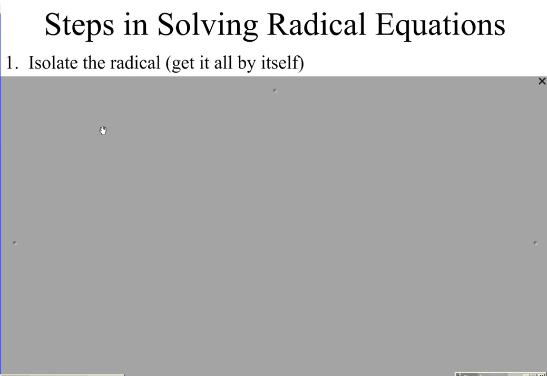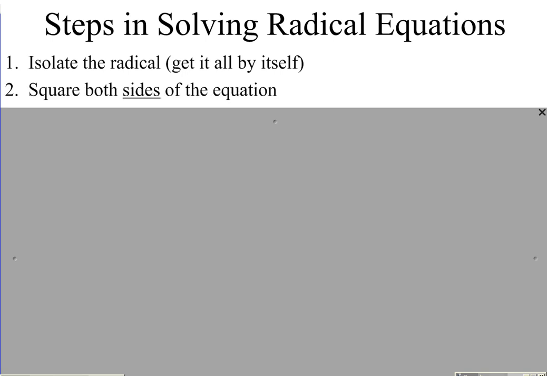Steps in solving a radical equation. We want to isolate the radical, meaning we want to get it all by itself. Just like when we solve a standard linear equation, we want to get x all by itself. In this case, we want to get the radical that contains the variable all by itself first. Once we do that, assuming that it's a square root equation, we are going to square both sides of the equation. This goes back to the inverse or opposite properties that we talked about at the beginning of this chapter.